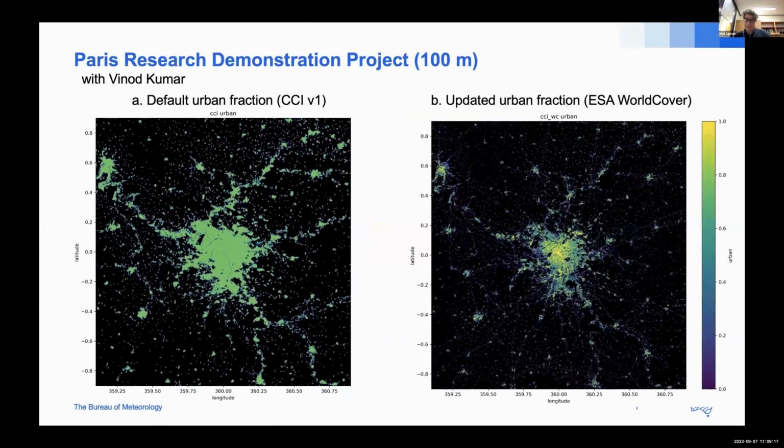And at the other end of the scale, going very, very high resolution, this is a project we're involved in, the Paris Research Demonstration Project, NWP at 100 meter scale. This is very computationally expensive, and this is where we think some of the parameterizations should really be breaking down: the way that we represent cities, the assumptions that we have for land surface schemes in general.